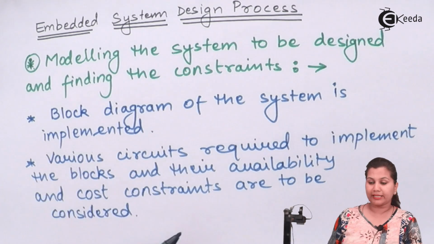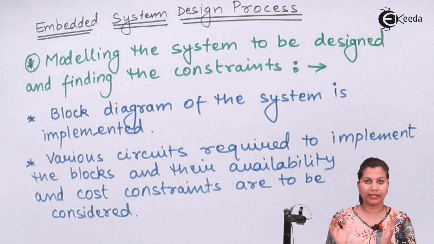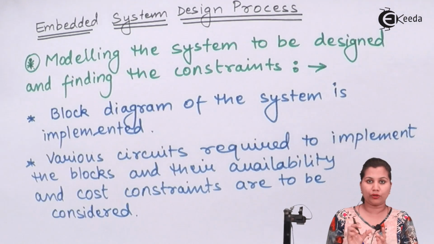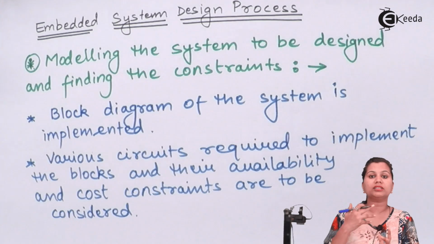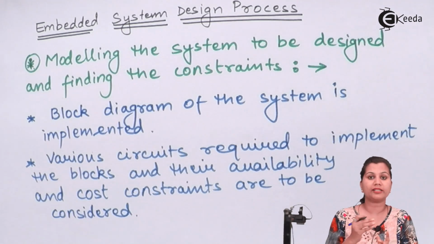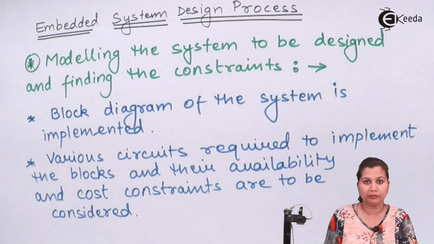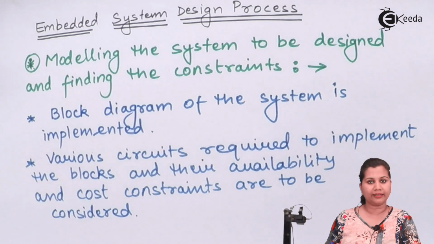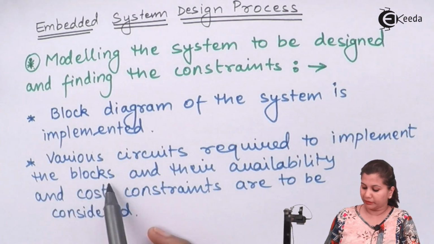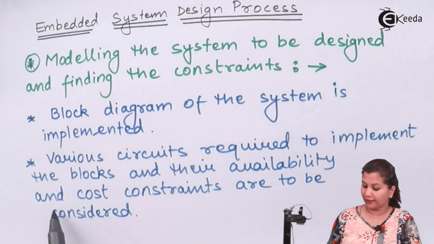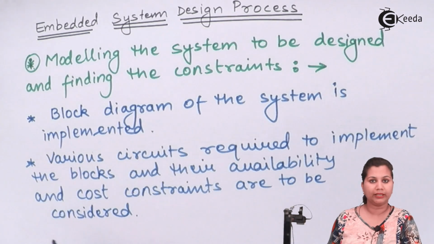So our next step will be that in that block diagram, to implement each block, which circuits are required, what are the constraints on those circuits, and how these circuits can be available to us. So the various circuits required to implement the blocks and their availability and cost constraints are to be considered.